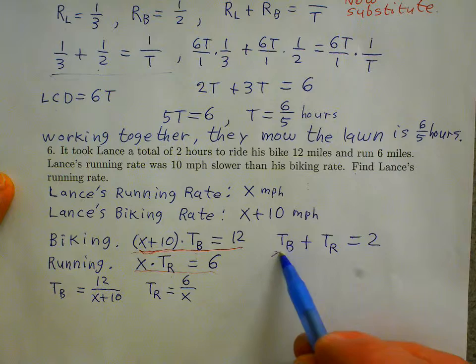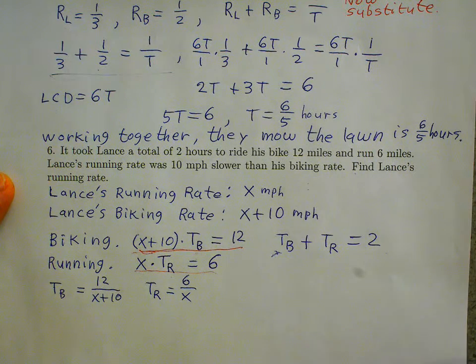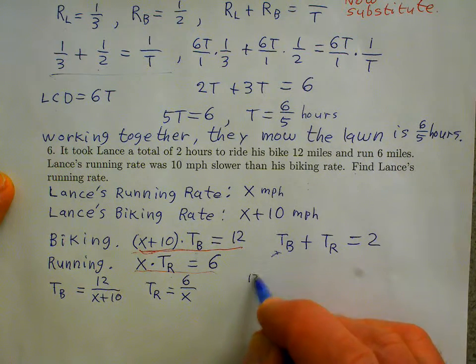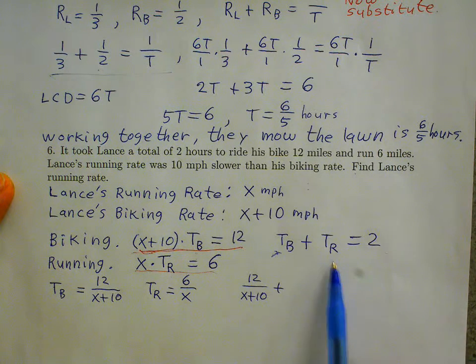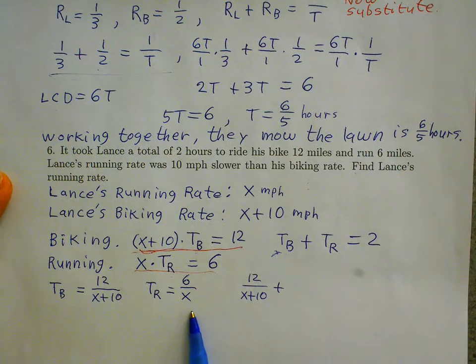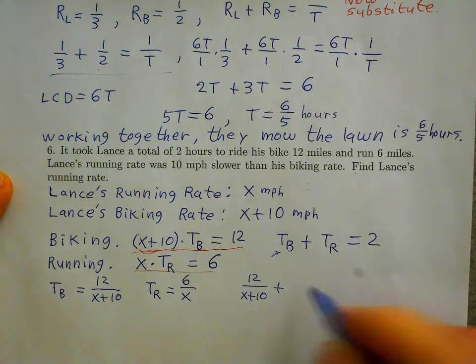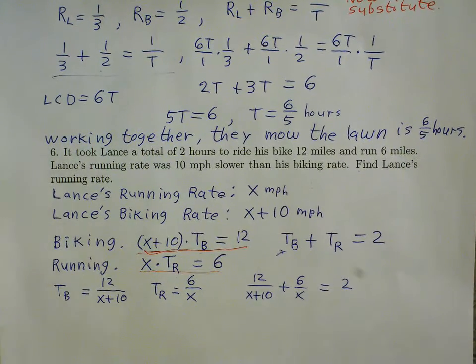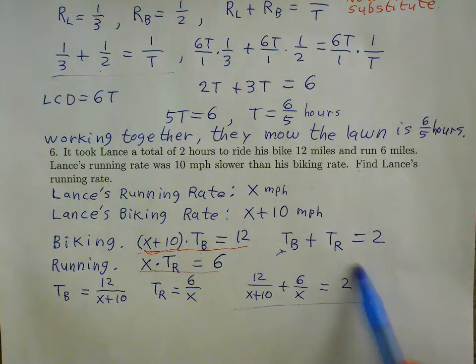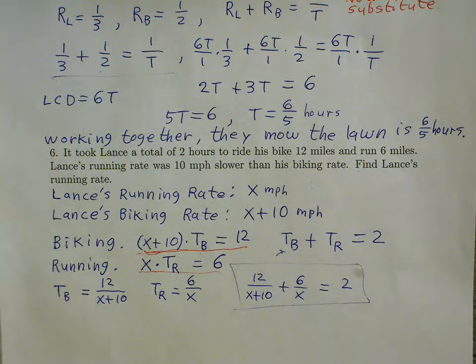Okay, then in this equation, t sub b plus t sub r equals 2, we're going to replace t sub b with 12 over x plus 10. We add that to t sub r, which we are going to replace with 6 over x. And the total amount of time is 2 hours. So we finally have an equation whose only variable is x. It's an equation with rational expressions.